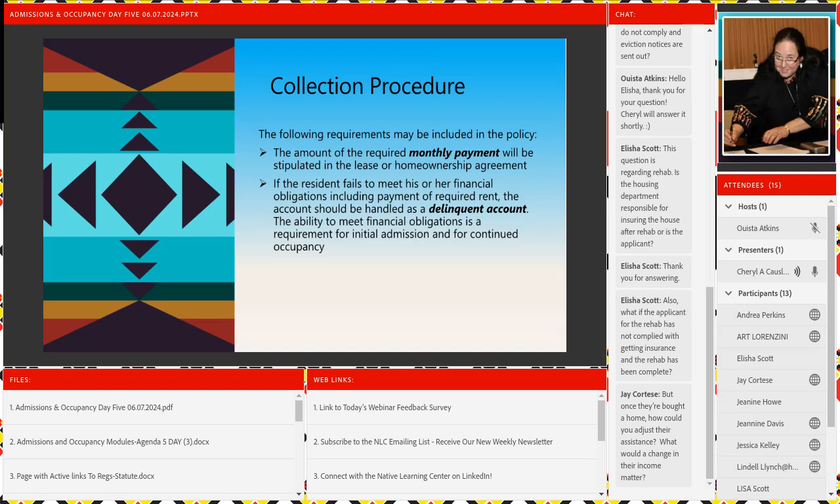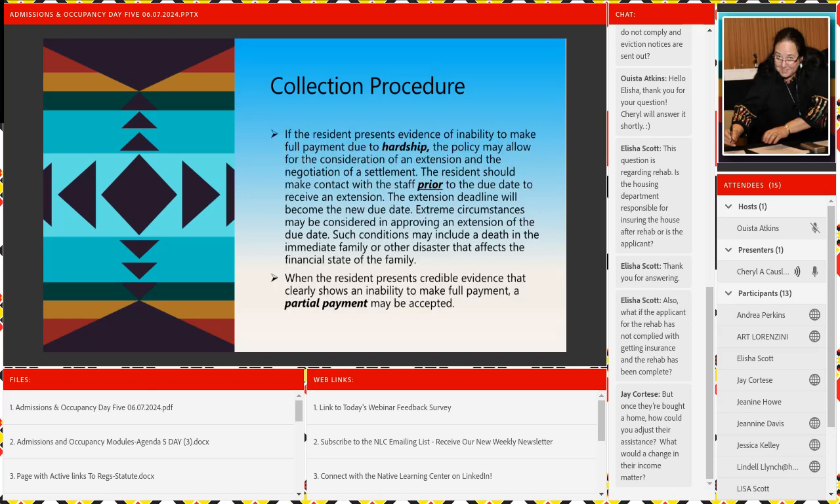The amount of the required monthly payment will be stipulated in the lease or the home ownership agreement. If the resident fails to meet his or her financial obligation, including payment of the required rent, the account should be handled as a delinquent account. The ability to meet financial obligations is a requirement for initial admission and continued occupancy of that dwelling unit.